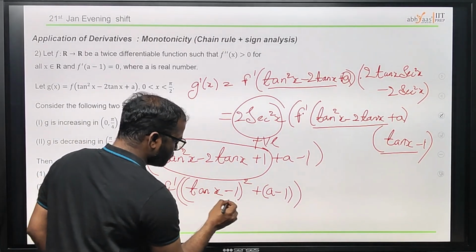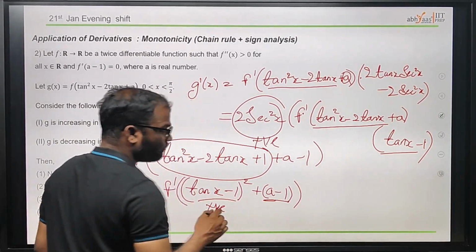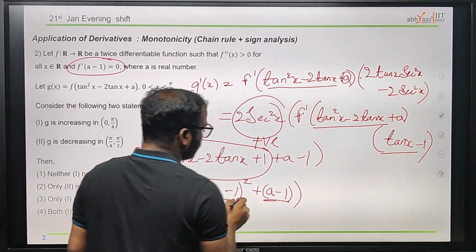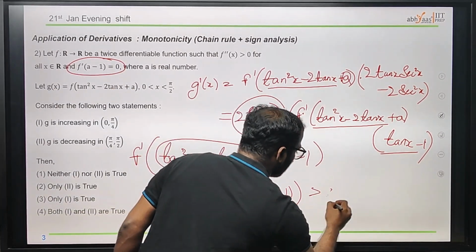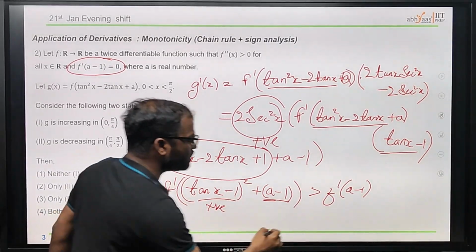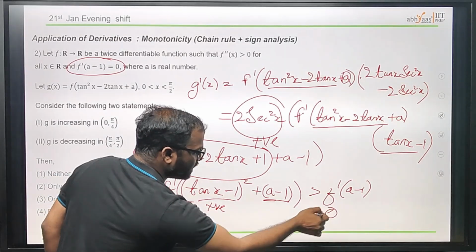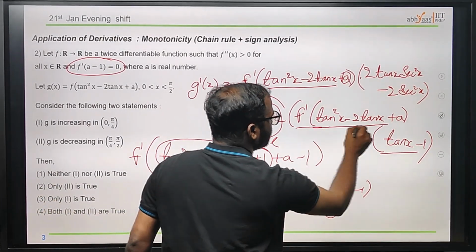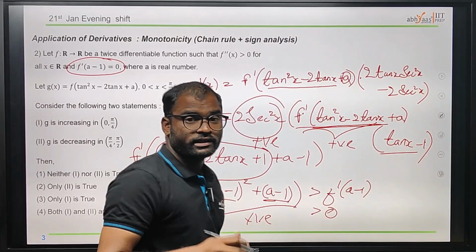If we see here, this one is always positive since we have a square. But we have to check this one. We know that f dash of a minus 1 is equal to 0, they have given. If we observe that the argument is greater than a minus 1, which means we already know f dash of a minus 1 is nothing but 0, then if it is greater than 0, the whole term will be positive. That means this factor will be positive. Now we need to check only whether tan x minus 1 is positive or not.